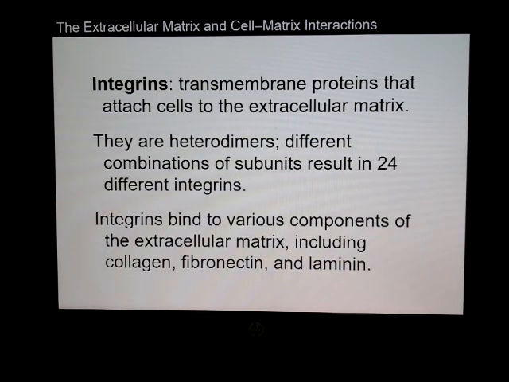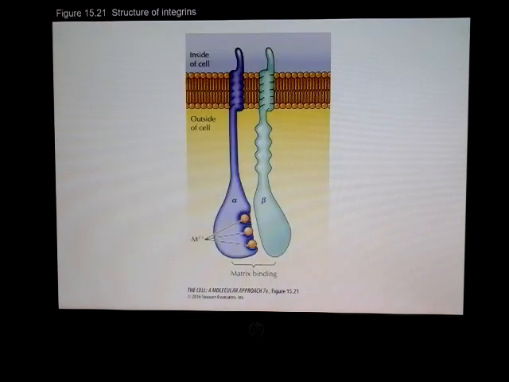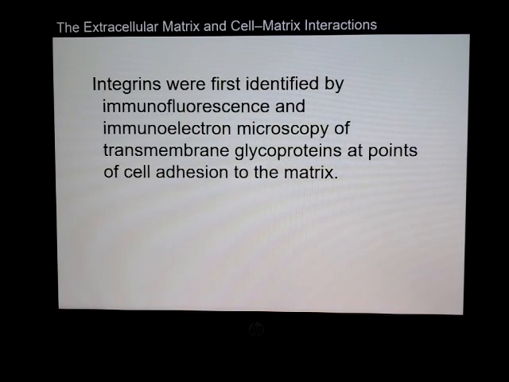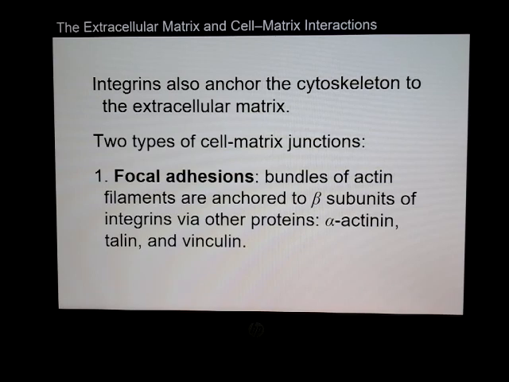Integrins, very important transmembrane protein that attaches cells to the extracellular matrix. These are really important, guys, because if cells cannot attach to an extracellular matrix, they can sometimes undergo apoptosis, which is programmed cell death. Here's an example of matrix binding. And they were identified by immunofluorescence and different types of electron microscopy. They also anchor the cytoskeleton.